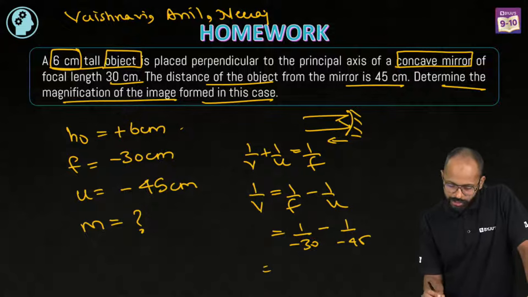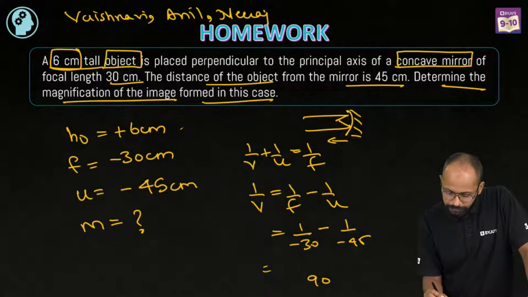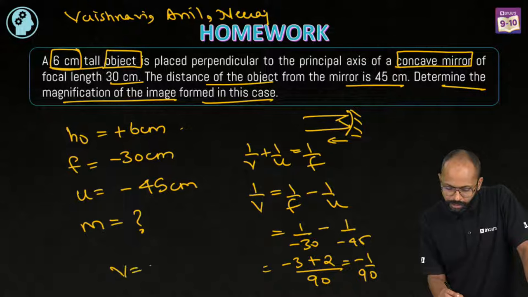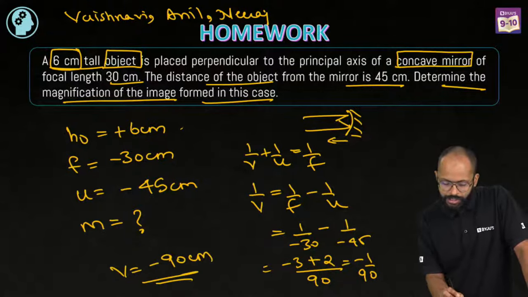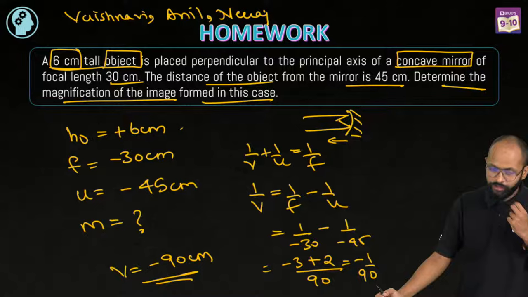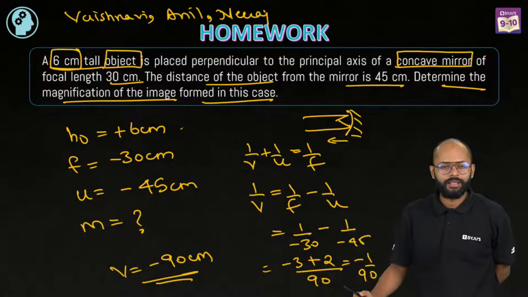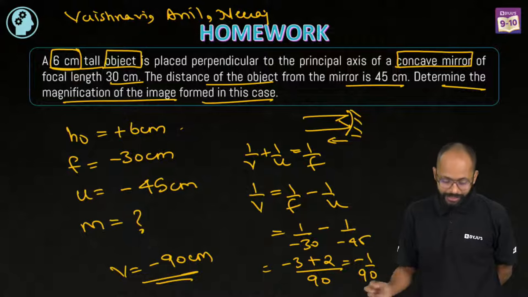Solve it. So it comes out to be LCM will be what? 45, 30 is 90. 3, 3, this is minus 3. Achha, this minus minus will become plus. So plus 2. So minus of 1 by 90. So V is coming out to be minus of 90 centimeters. Now we have got U, we have got V. Jaldi batao. Yes, 6 by 25 aa raha tha bahut log ka. Correct. V is minus 90.